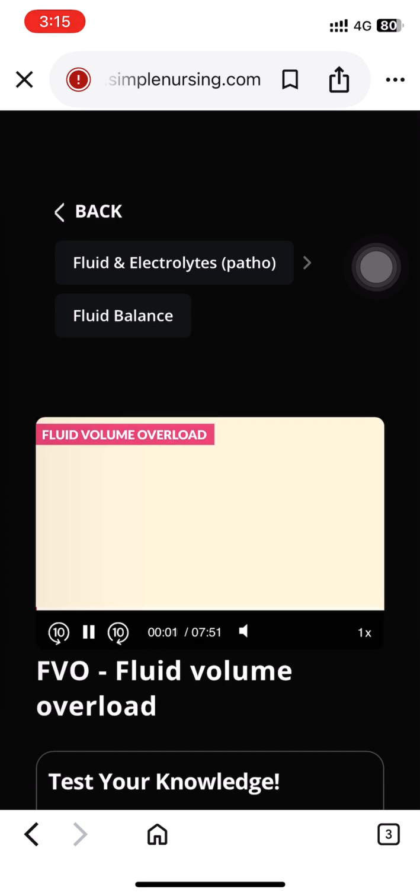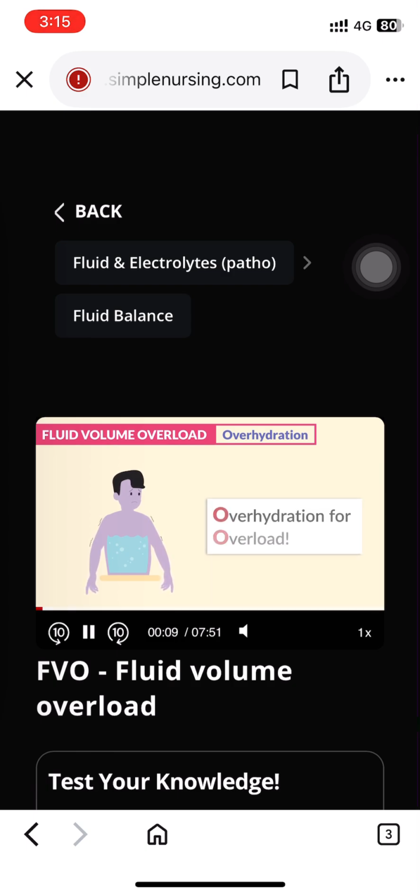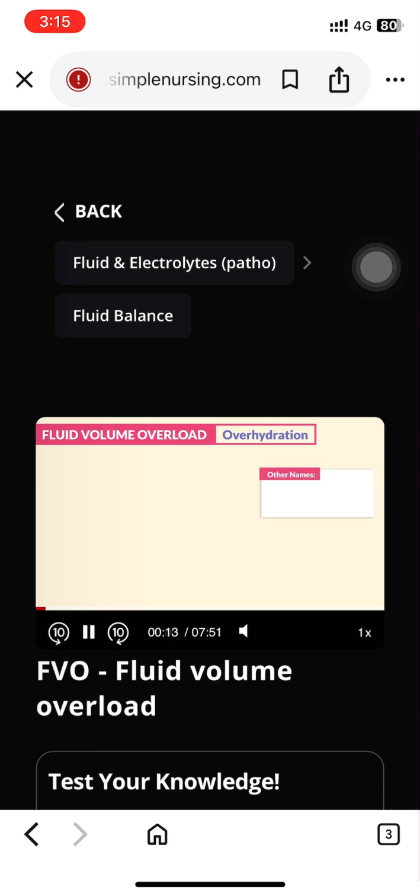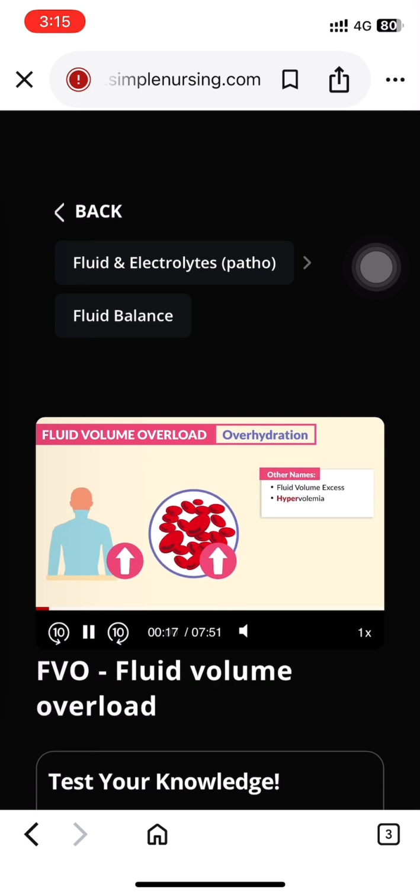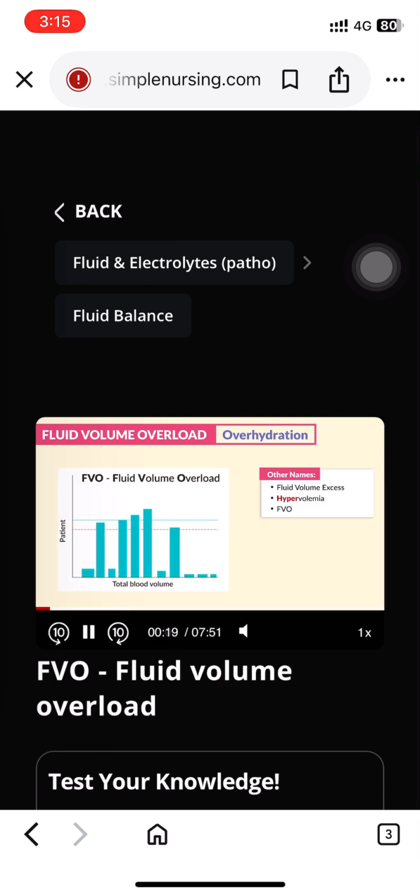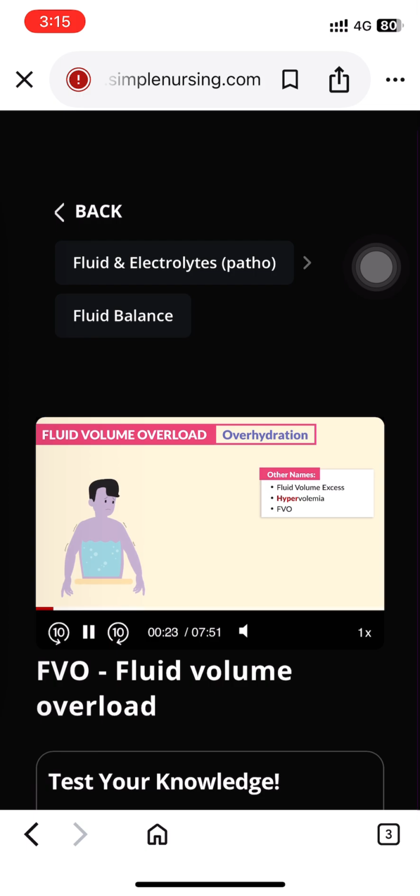Now, switching gears to fluid volume overload, that overhydration. Clients have an overload of fluids. So just look at the O's here and think overhydration for overload. Now, the other names, this can also be called fluid volume excess, hypervolemia, and FVO, the short acronym for fluid volume overload. So clients puff up like a big old water balloon full of fluid.